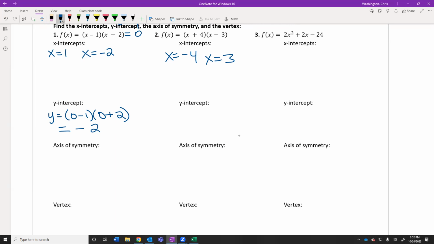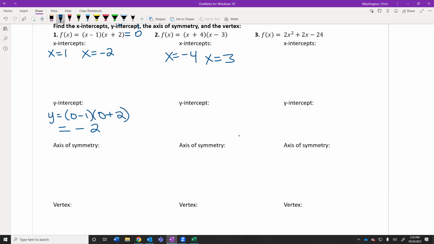You figure out the y-intercept for number 2 now. And again, we're going to do number 3 tomorrow. If we can find these things, we can draw a really good graph of a quadratic by hand.